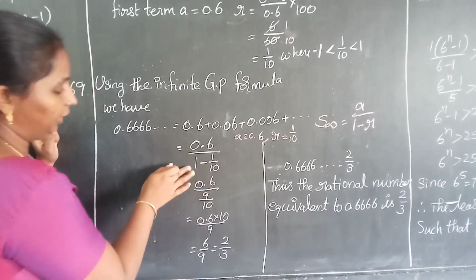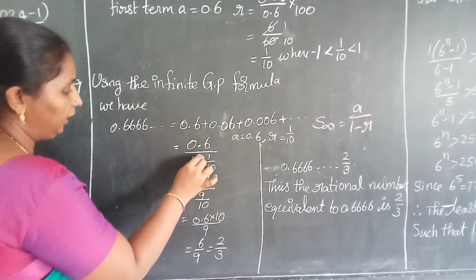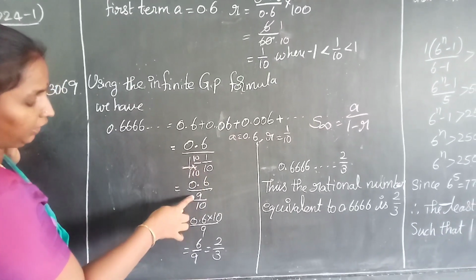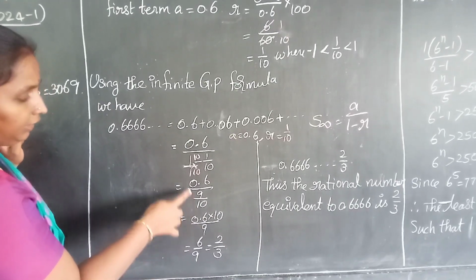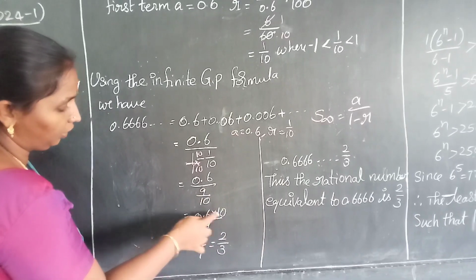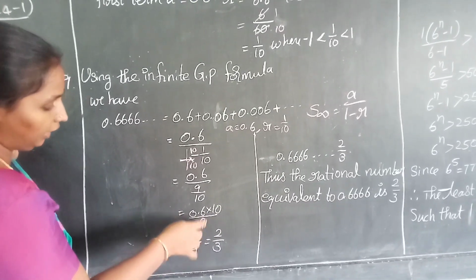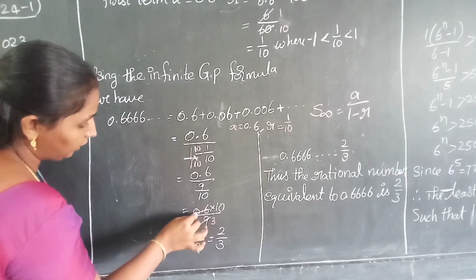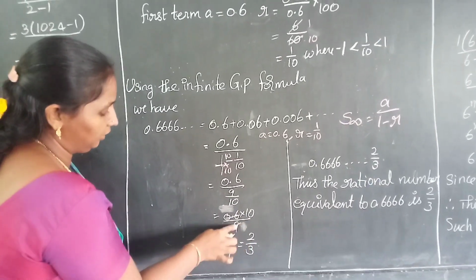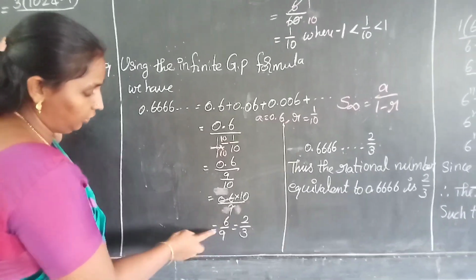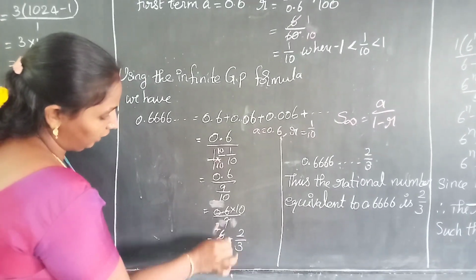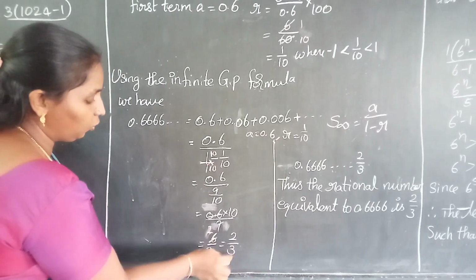Simplify the denominator: multiply and divide by 10, we get 10 minus 1 by 10, which is 9 by 10. So 0.6 divided by 9 by 10. Take the reciprocal and we get 10 by 9. So 0.6 into 10 gives 6 by 9. Here 3 twos are 6, 3 threes are 9. You will get 2 by 3.